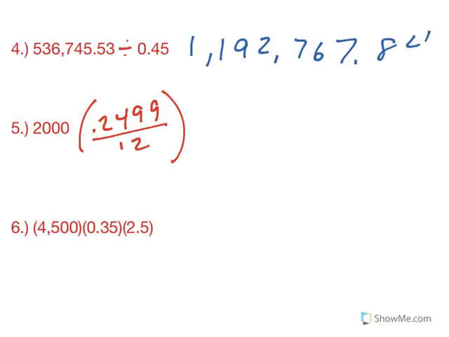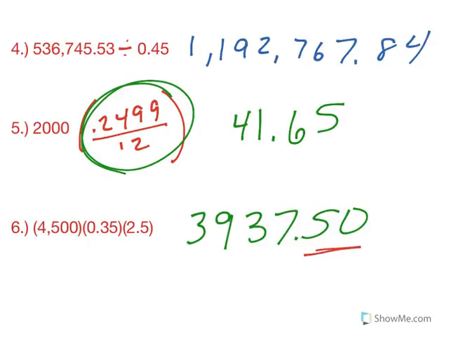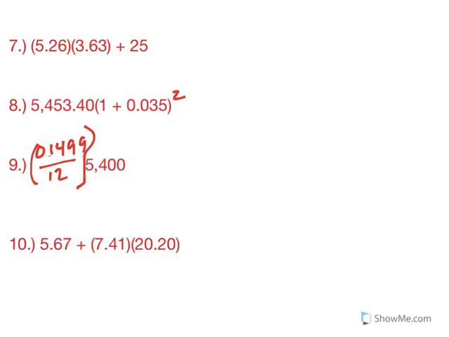Number 4, a simple division problem, should leave you with 1,192,767 and 84 hundredths. In number 5, you do have parentheses, so you should divide those first, then multiply by 2,000 for an answer of 41 and 65 hundredths. Number 6, multiplying everything straight across, should leave you with 3,937 and 50 hundredths. Because they ask you to round to the nearest hundredth, that's 2 decimal places, you should have both of those because that's what they ask you to round to.